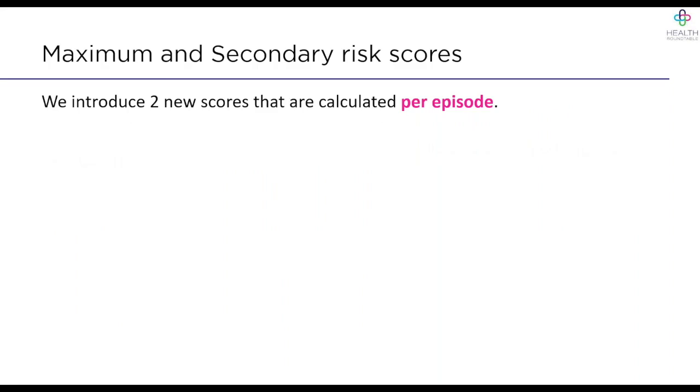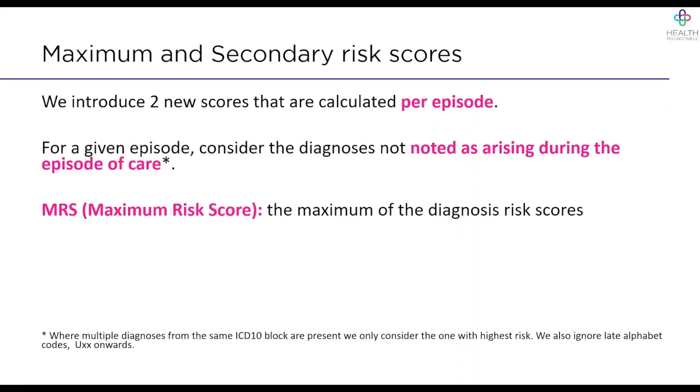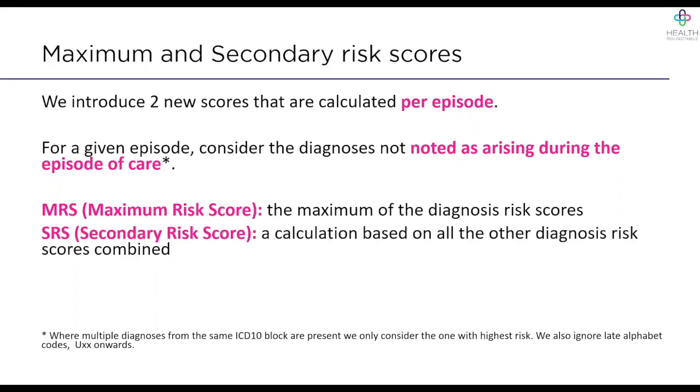So the two new scores: the maximum risk score is the maximum of the diagnosis risk scores that we generated. So we just think now that we have a reference table, so these risk scores that we've generated in that reference table are at a diagnosis level across all of our reference database. We're now talking about scores that are generated per episode, and these are the scores that are actually used in our logistic regression model. So the maximum risk score is the maximum of the diagnosis risk scores. Fairly straightforward. The secondary risk score is a calculation based on all of the other diagnosis risk scores combined.